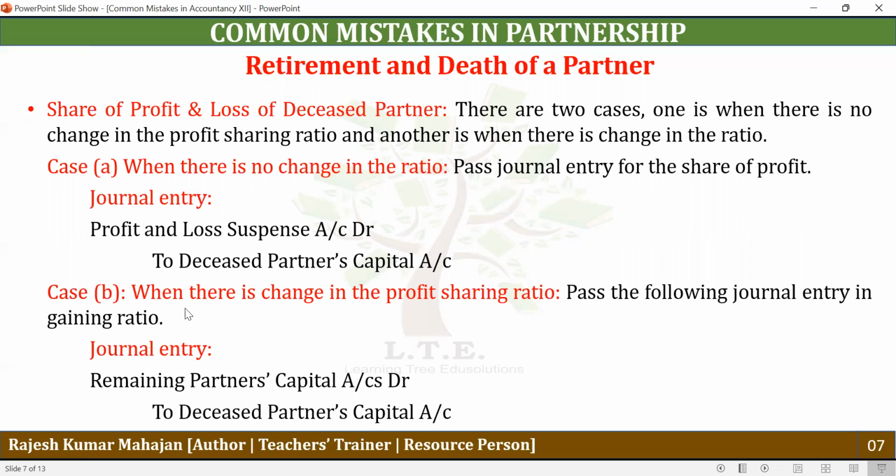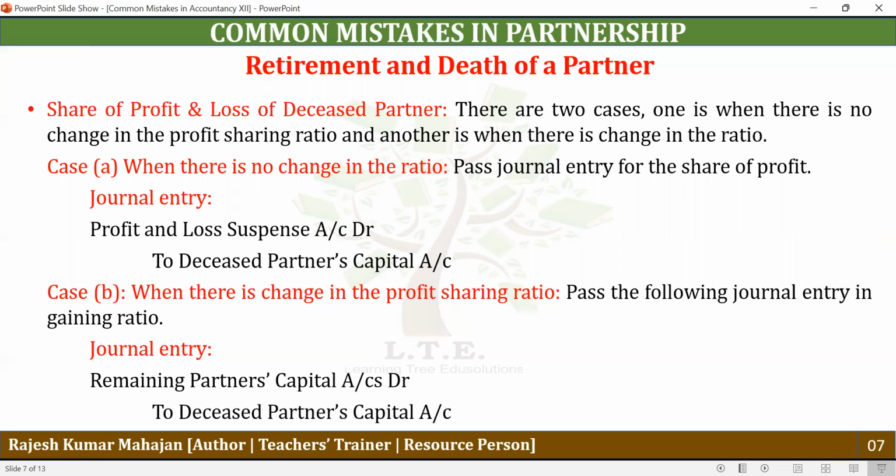But when there is a change in the profit ratio between the remaining partners, in that case the entry you pass for the purpose of goodwill will be passed. So the entry would be remaining partners' capital account debit to deceased partner's capital account, in the same manner as you pass in case of goodwill. We will find out the deceased partner's share of profit, and that will be credited in his capital account, and the share of profit will be borne by the remaining partners in the gaining ratio.